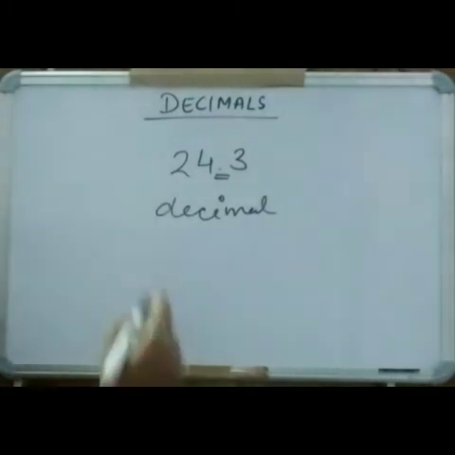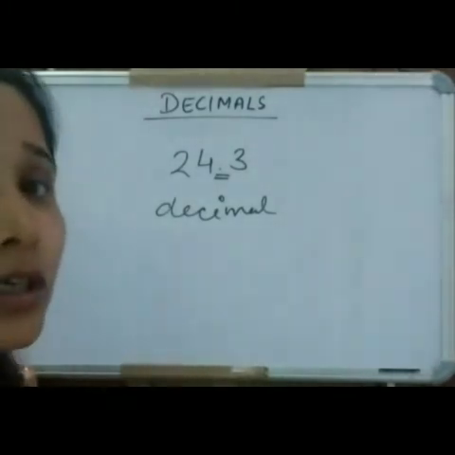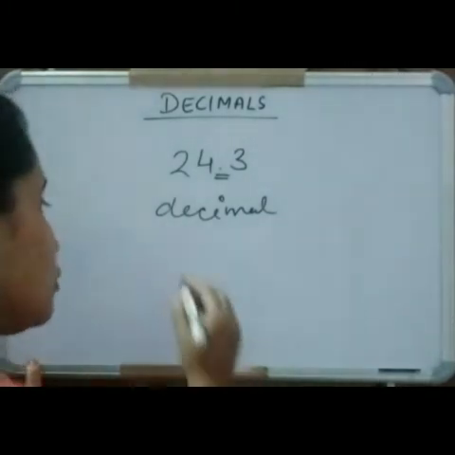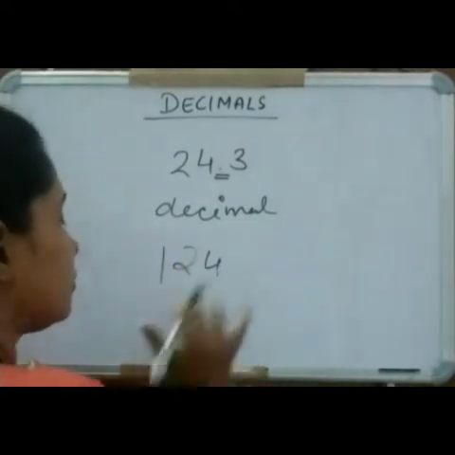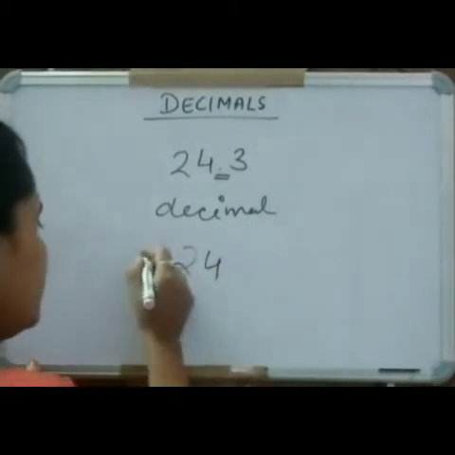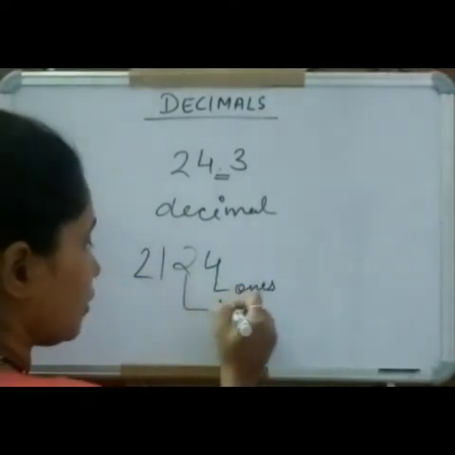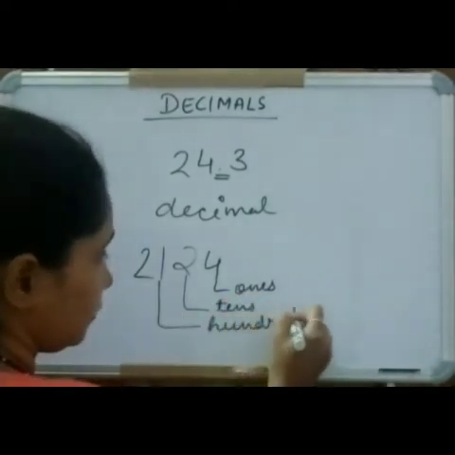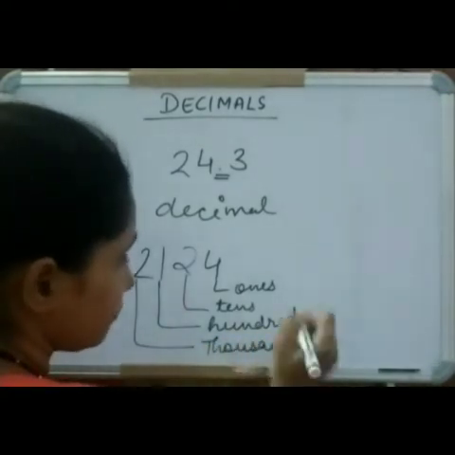Now, how did we used to write it? You all know that in the chapter on whole numbers and large numbers, we used to use place values. So if I write this number, this is ones, tens, hundreds and thousands. We used to write it like this.